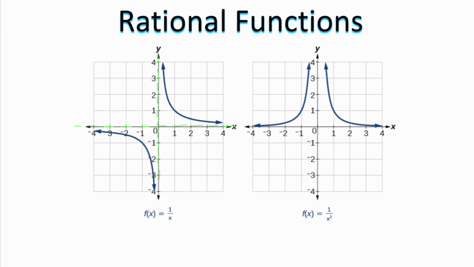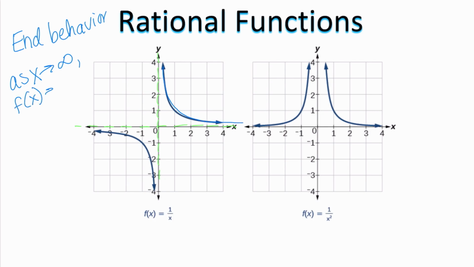Another thing that I want to talk about in terms of rational functions is what we call the end behavior. What is happening to the arrows at the end? As I move to the right-hand side, as x approaches infinity, notice that the graph is just going to continue closer and closer and closer to 0. So the function approaches 0. As I move towards negative infinity, notice that as x approaches negative infinity, my function also approaches 0. That is because there is a horizontal asymptote at 0.